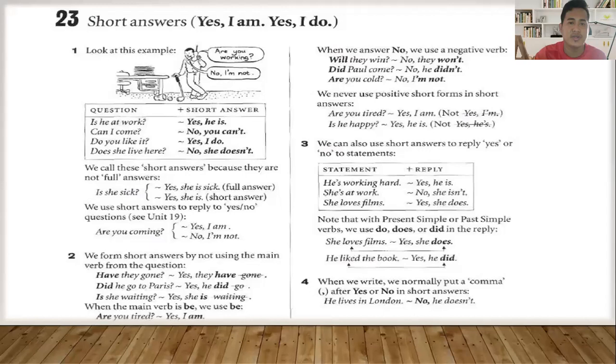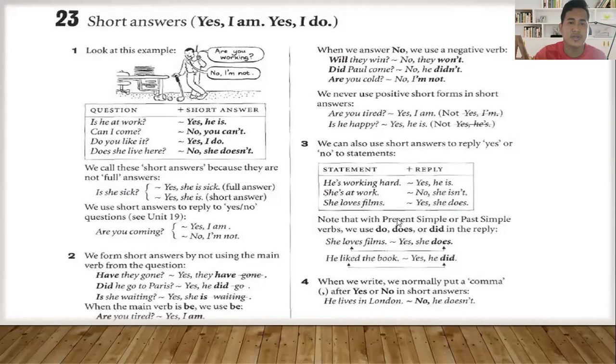One more point. We can also use the short answer to reply yes or no to a statement. Example: "He's working hard." "Yes, he is." "She's at work." "No, she isn't." "She loves him." "Yes, she does."